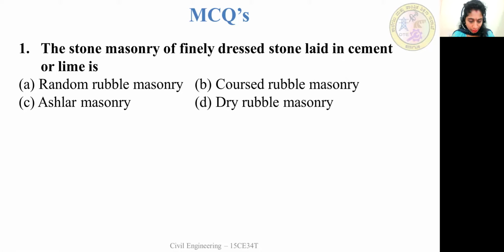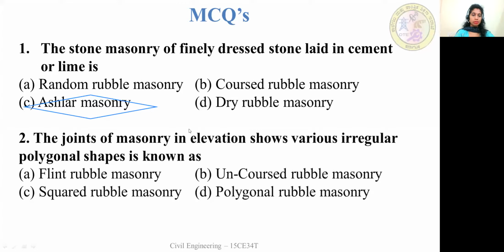Try it out for yourself. Let me give you some time. Try solving the question. So the correct answer is ashlar masonry, option C. Okay, then we'll move on to the next question.